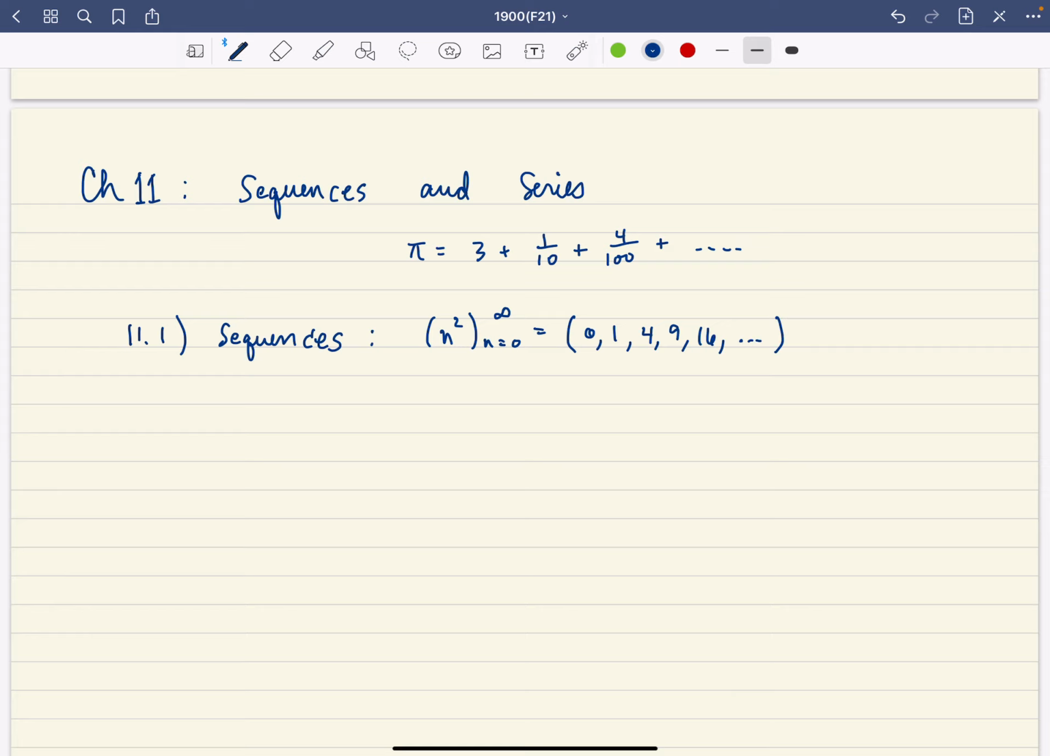And so what this means is that we're looking at the sequence, which is an ordered list of numbers, so the order matters. And what we're going to do is think about what we get when n is 0, so 0 squared, 1 squared, 2 squared, 3 squared, and so on. Okay, so that's one sequence that we could talk about. This is the sequence of all the non-negative squares. Okay, so 0, 1, 4, 9, 16, 25, 36, and so on. So that's one example of a sequence.